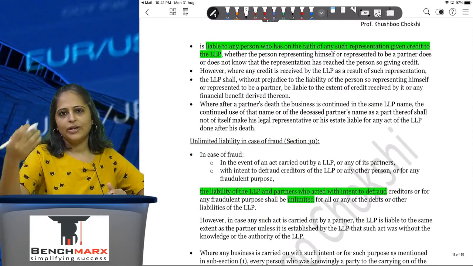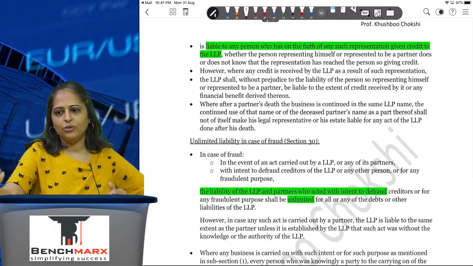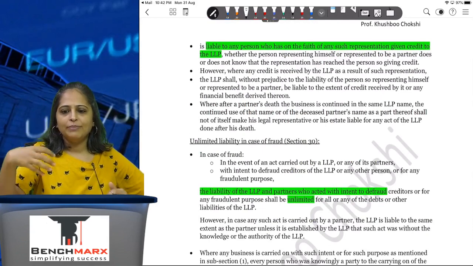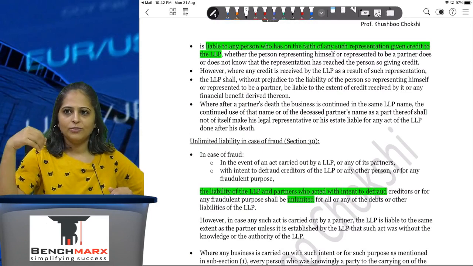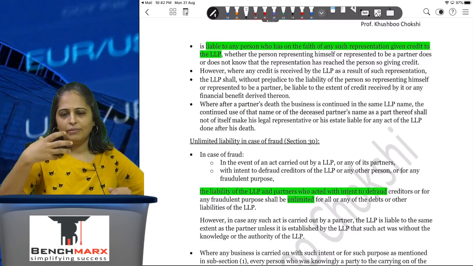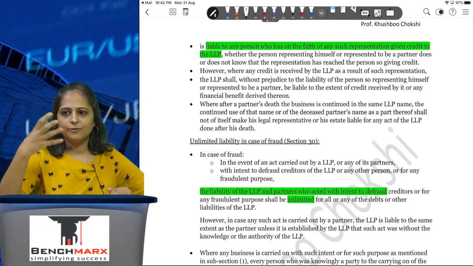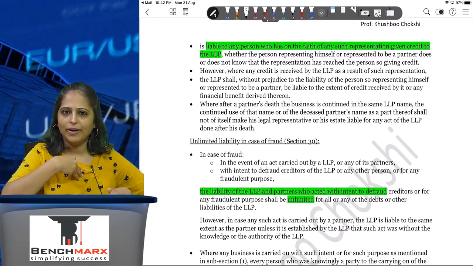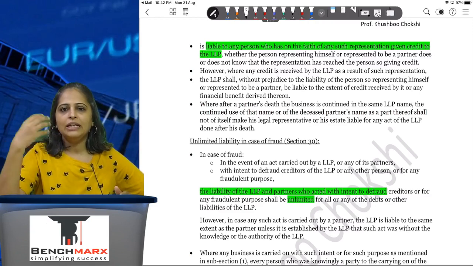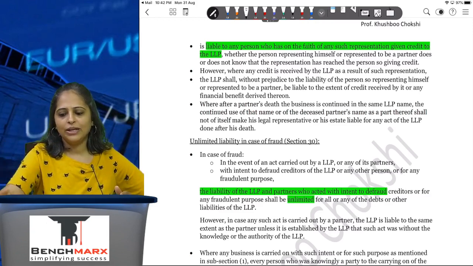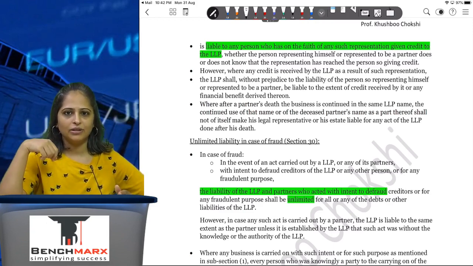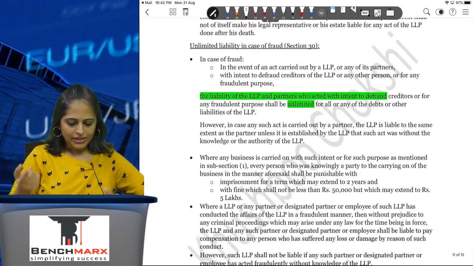Partner by holding out is where I am not a partner of the firm, but I show it to the public that I am a partner of the firm, and based on my showing that yes I am a partner of the firm, people give money to the LLP. Hence if that happens, where I show that I am a partner of the LLP, and someone gives money or gives credit to the LLP based on the belief that I am a partner of the LLP, then in that case I will be liable to that person to that extent, even though I am not a partner of the LLP, because I have acted as a partner by holding out. And unlimited liability in case of fraud.